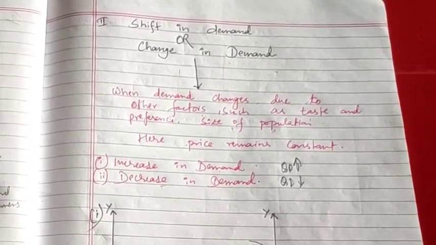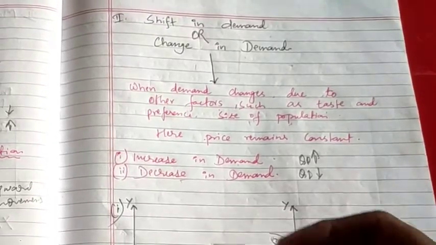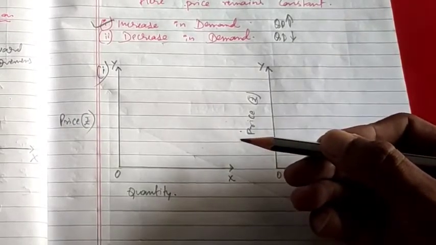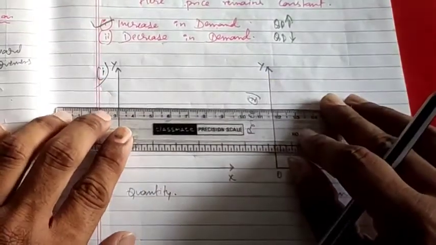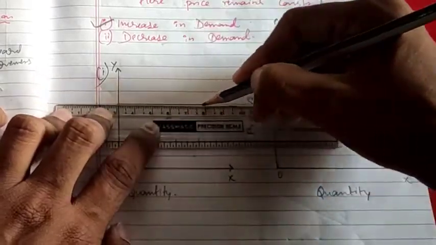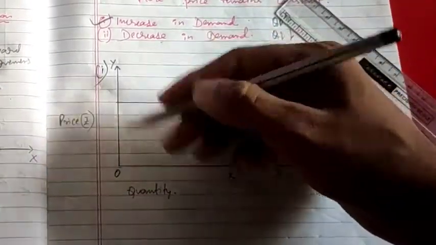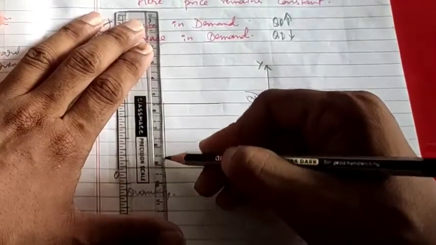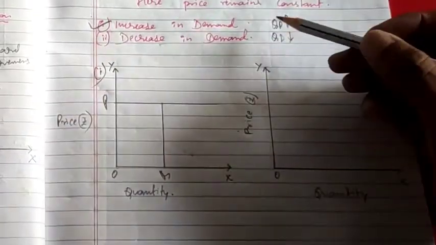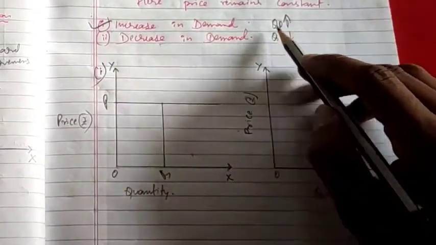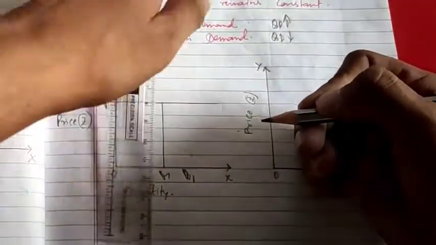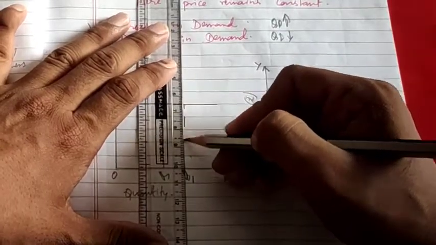So let's understand these two concepts with the help of diagrams. First let us learn about increase in demand. Now how to make a diagram for increase in demand? Here in the price column, price will remain constant, so there will be a single price line. The price will not change. Clear? Now suppose the quantity demanded was here, Q. Now there is no change in price. What happens when quantity demanded increases? It increases, so we go rightward. Clear?